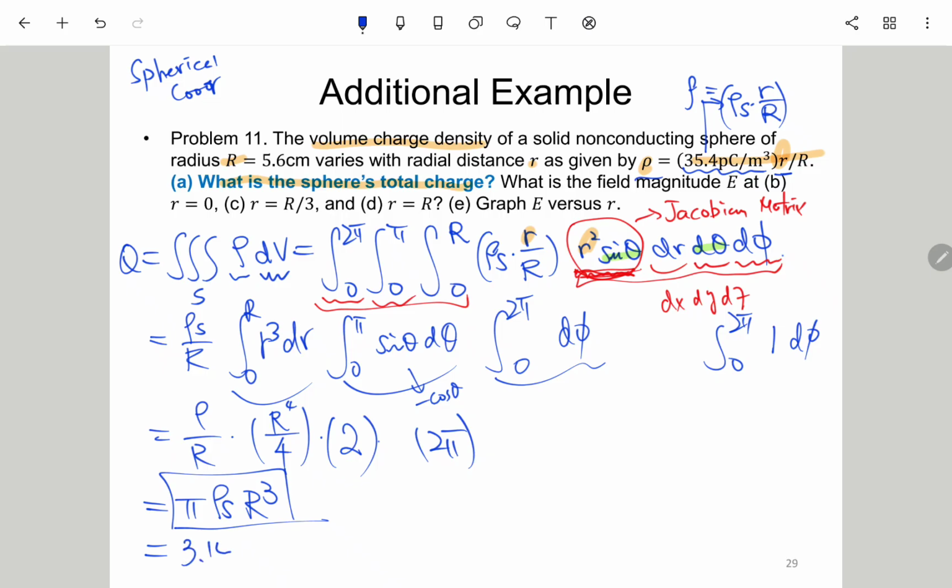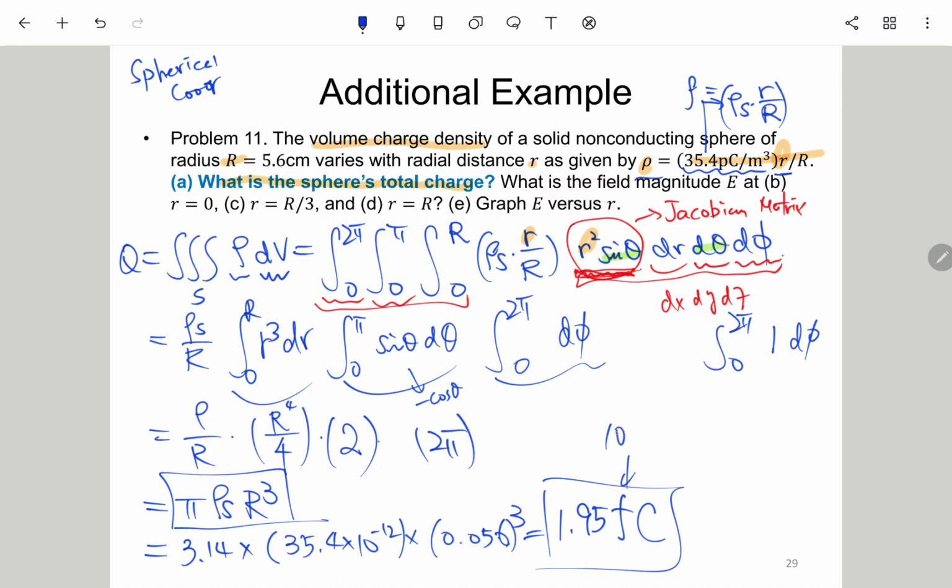Pi is 3.14, times rho s, which is 35.4 times 10 to the negative 12. Pico is 10 to the negative 12. Then times the radius, 5.6 centimeters, 0.056 cubed, which is 1.95 femtocoulomb. Femto is 10 to the negative 15. So this is only the first question. We still have B, C, D, E.